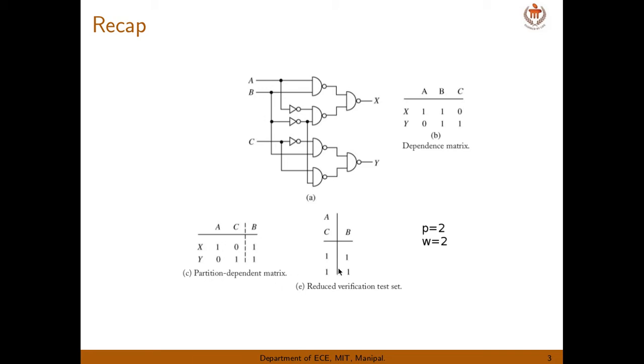So A and C, if you OR, you will get 1 OR 0 is 1, 0 OR 1 is 1. And we have two values, P and W. P is the number of partitions and W is the maximum number of ones in any row. We have two rows here, in which each row consists of two ones. So the maximum number of ones is 2.